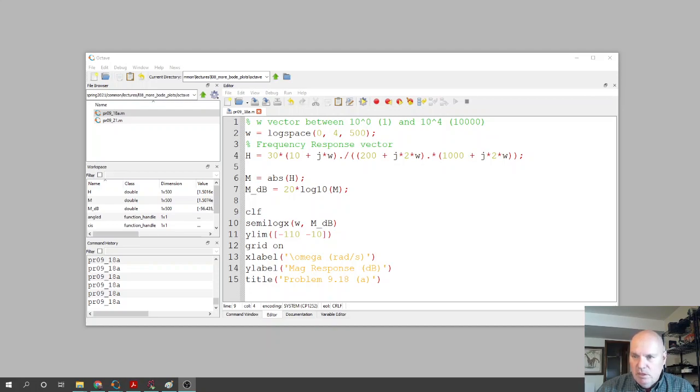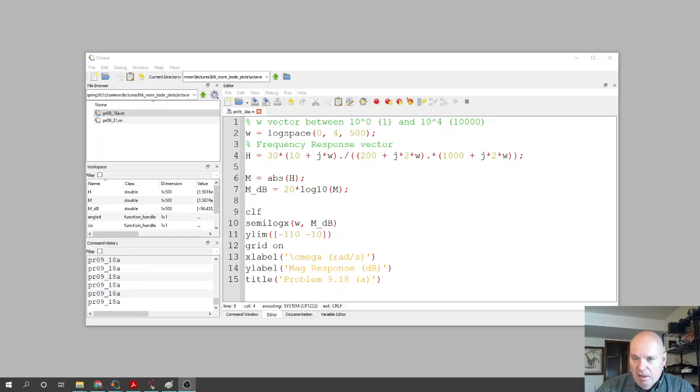So it's dot slash, and in the denominator I've got parentheses surrounding the two terms, 200 plus j times 2 times omega, and again this would be another vector that's then multiplied by this third vector, the two pole terms, dot asterisk, because I'm using element by element multiplication of these two terms. And then the last pole term is 1000 plus j times 2 times omega, or w. So almost exactly how the response was given in the problem.